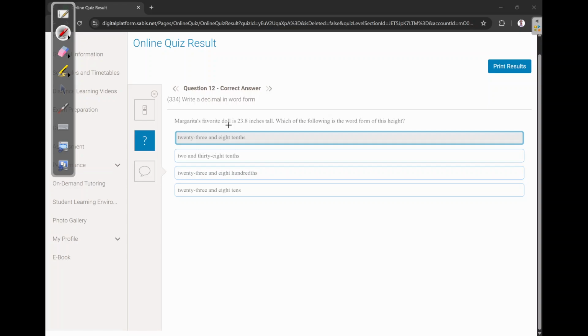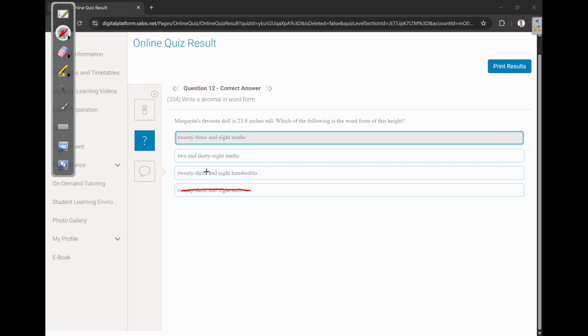Margarita's favorite doll is 23.8 inches tall. Which of the following is the word form of this height? 23 and 8/10, or 2 and 38/10, or 23 and 8 hundredths, or 23 and 8 tens. They tried tricking us with this one because they said tens, not tenths.